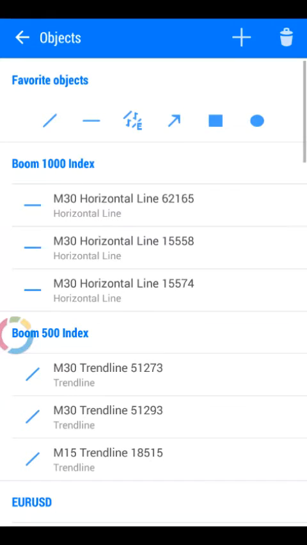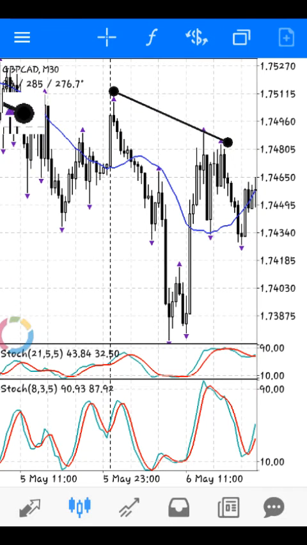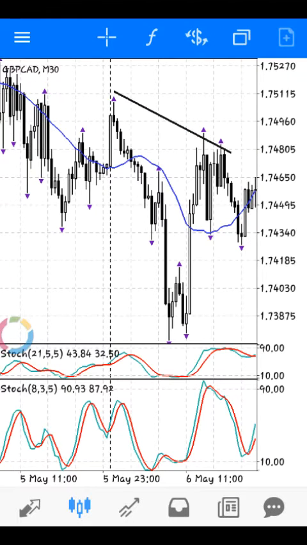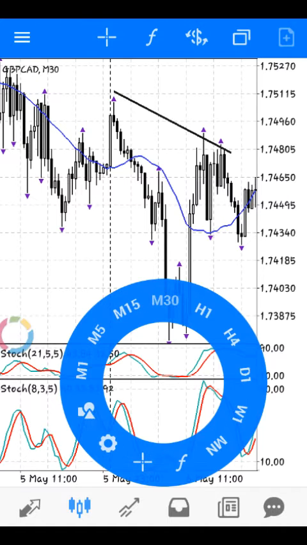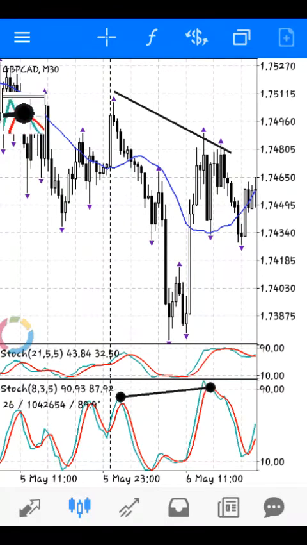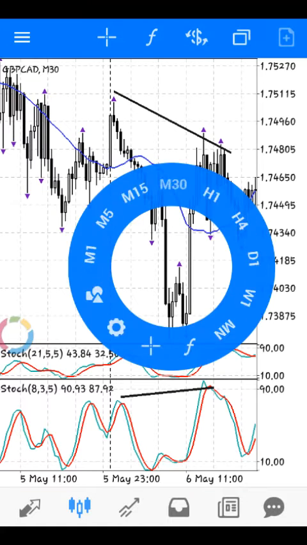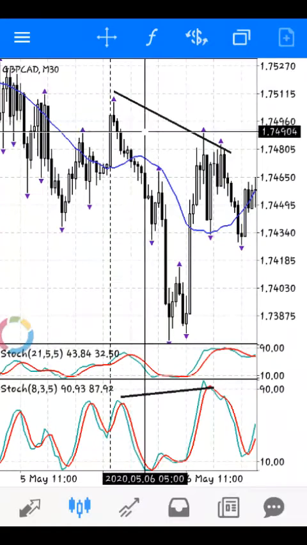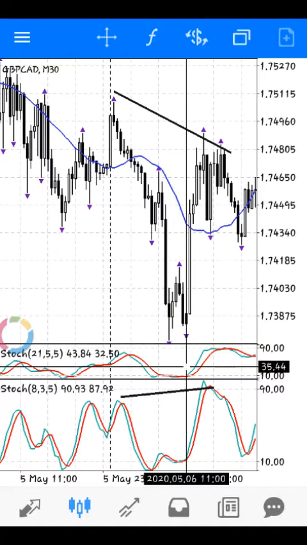So let me see if I can get an example of a hidden divergence. I think I got one. This is an example of a hidden divergence. The price was going lower, but the oscillator, for whatever reason, was going higher. So that tells us that any move in that direction is false. Look at here, price was going lower, but on the oscillator, price was going higher.